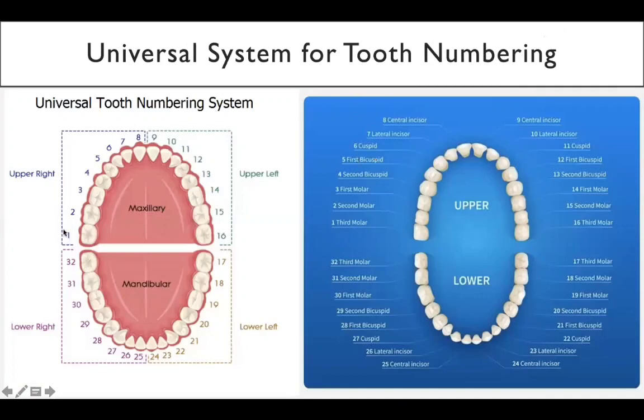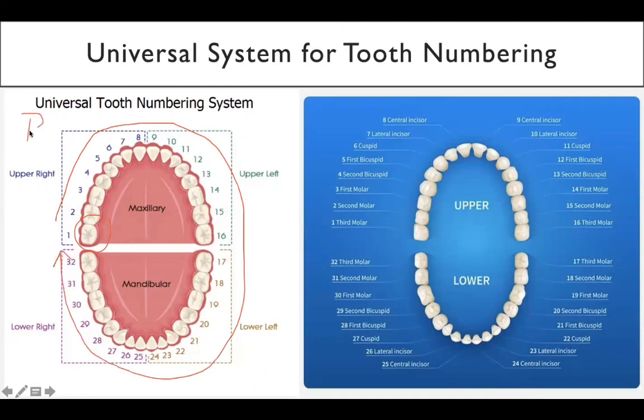How is it easy? Because it goes from 1 to 32. For all, from 1 to 32. We have 32 teeth, 16 in the upper jaw and 16 in the lower jaw. So it starts from the right upper third molar, and goes clockwise for the patient's right.